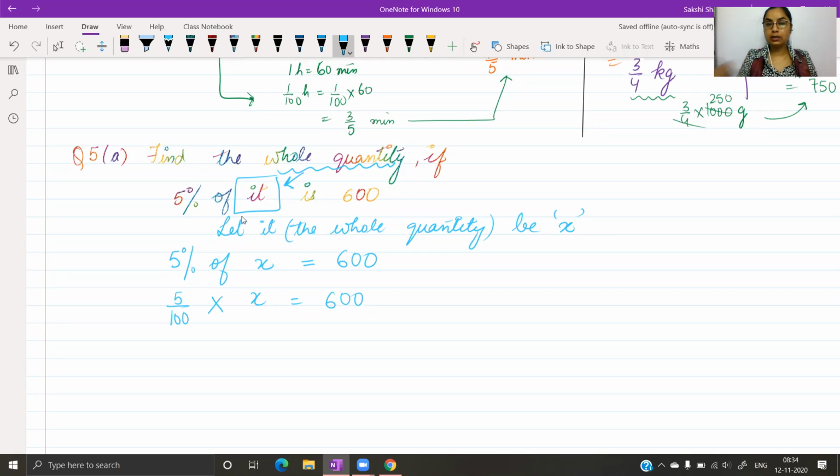The word it here in the statement, if you look closely, ये जो word आ रहा है it, this is the missing thing. हमने इसका नाम x रखना है and then we will solve it. You will rewrite your statement mathematically. 5% of x equals to 600 and then you will solve.